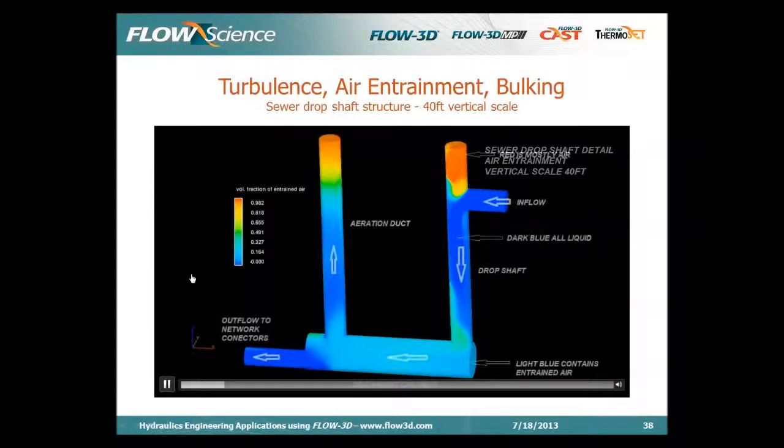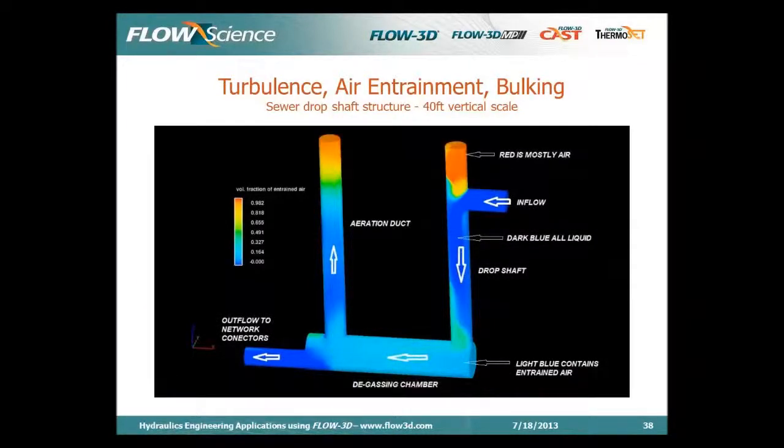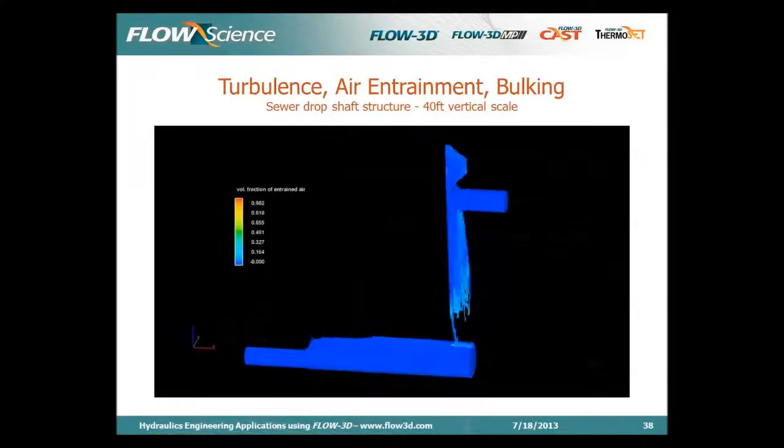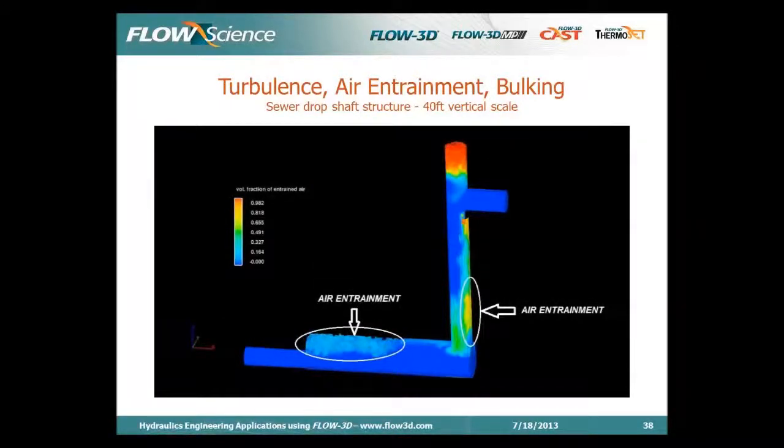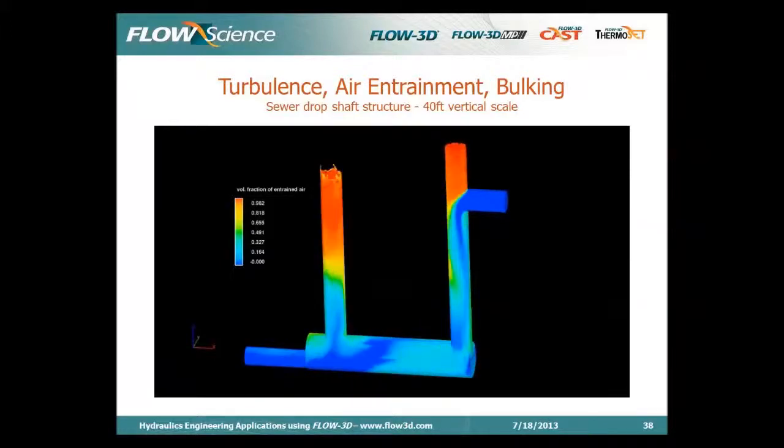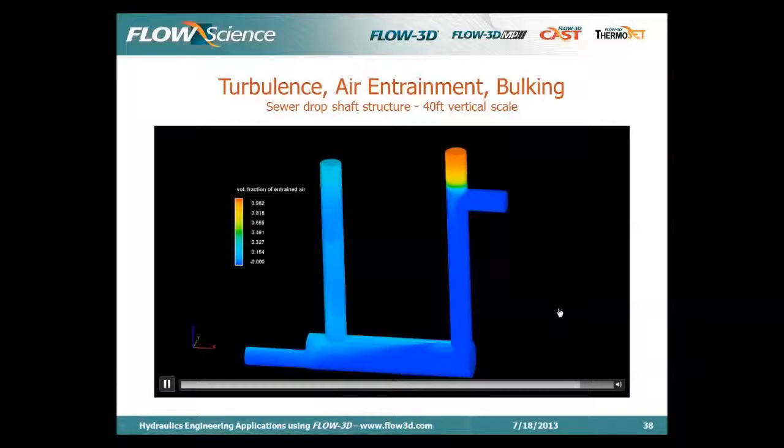So sewer drop, inflow, and then dark blue is all liquid, and colors mean that there's more air entrained. Okay, so the fluid falls down, you can see the air entrainment, and then some of the air goes up the exit duct, and some of it goes into the main system, and that's what we're interested in knowing. Okay, so air entrainment, turbulence, bulking, all of this in the context of municipal flow.